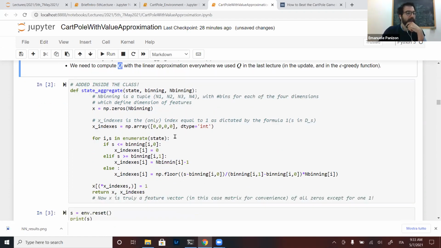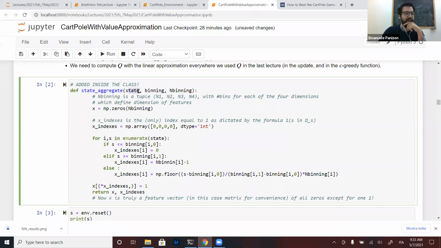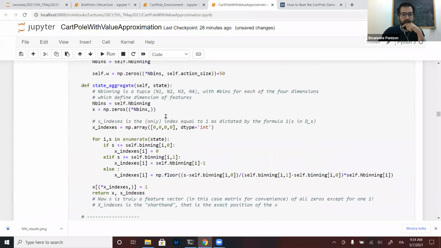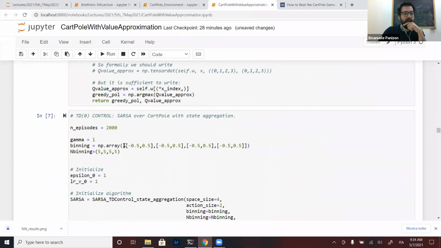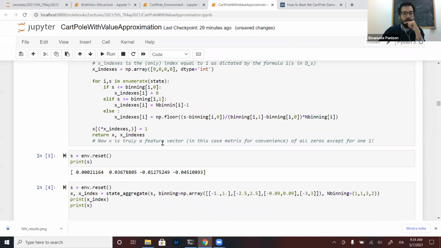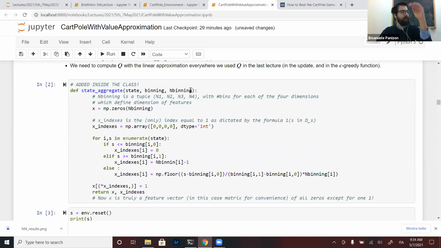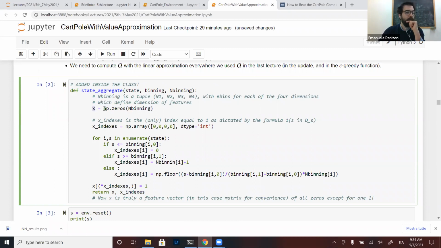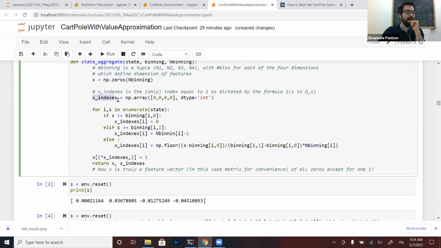Okay, so I will add it inside the class, but I just wanted to share it because this is one new thing. This is just a state aggregation function. It takes a state, and it takes the way the state should be binned. So binning is just an array. I can show it here, for example. It's an array of 4, and you have the lower bound and the upper bound of each dimension. This is binning. It's just the bounds of each dimension. And n binning, I apologize for this, is just the number of regions into which each dimension should be divided. Okay. Then I have to create a vector of features which is 0 everywhere, and a vector of indexes which is 0 everywhere.